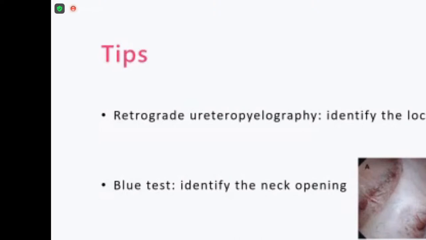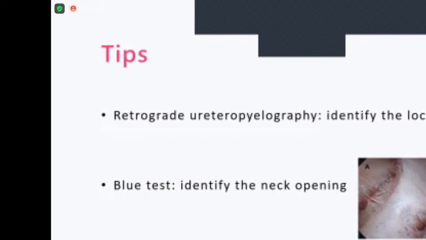For better planning, preoperative imaging is important. We can arrange some kind of ureteral pyelography or blood test to identify the location of the diverticulum and the neck. If we can see the pictures, maybe we can recommend to the patients what kind of surgery to receive.